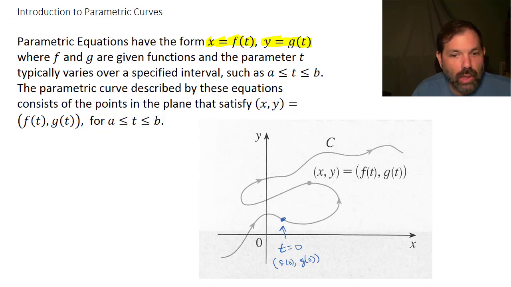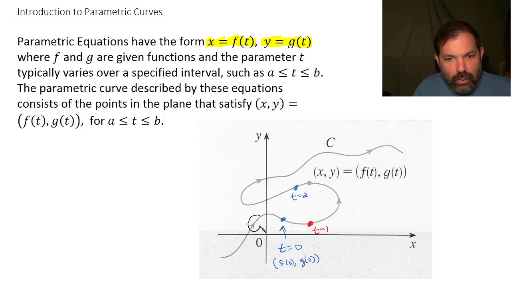And then this point here might be the point where t equals 1. And then this point up here might be where t equals 2. And so for each t value, we substitute that into the equations for x and y, and that gives us an ordered pair that we can then plot. And then we connect the points using reasonable assumptions.